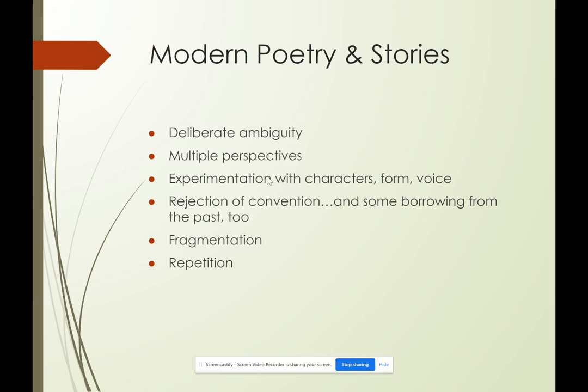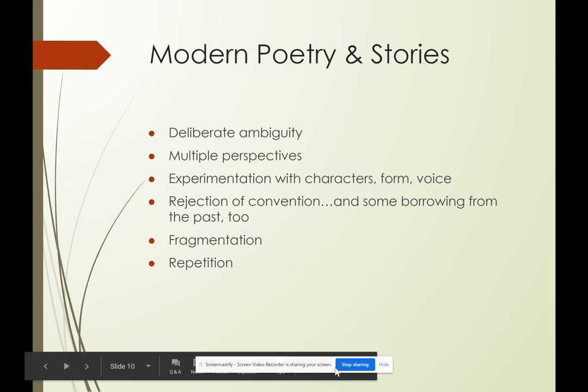So we have an emphasis on experimentation with characters and form and voice, a rejection of convention, and some borrowing from the past too. Let me pause on that for a second. Rejection of convention means we're not going to do things the way they've always been done. We're going to move away from tradition. Can't do that entirely, it's kind of impossible. But the borrowing from the past is in some ways skipping over realism and naturalism and going back to romanticism, because to do any of these things we're talking about, with multiple perspectives and shifting around and fragmentation, it has to get back into the ideas of a shifting reality and the imagination, which takes us to romanticism. I'll pick up our next slide after this in our next lecture.